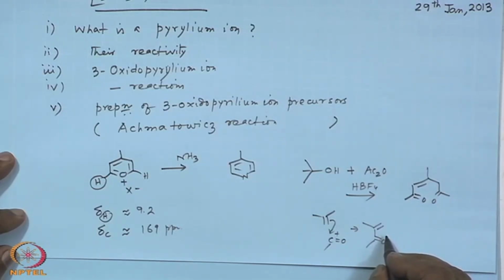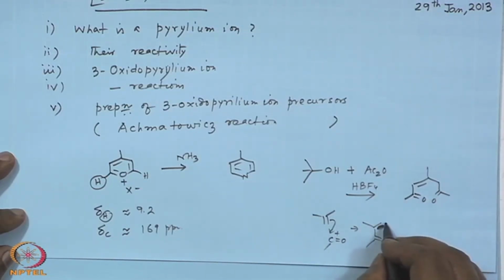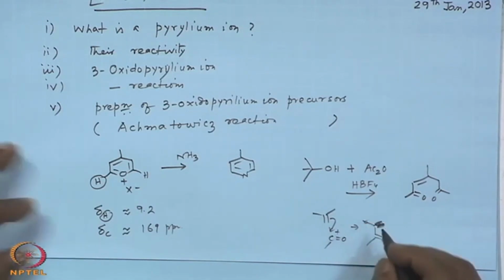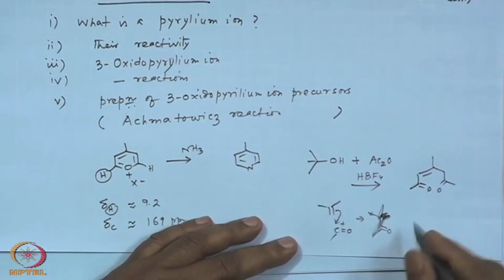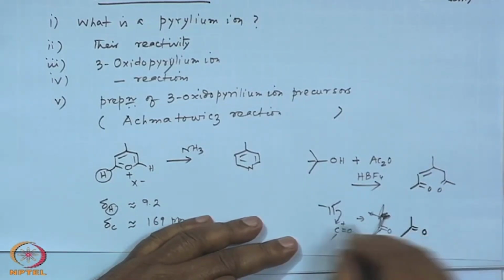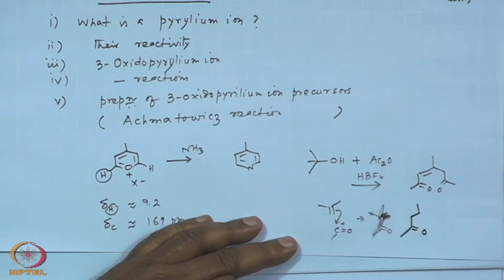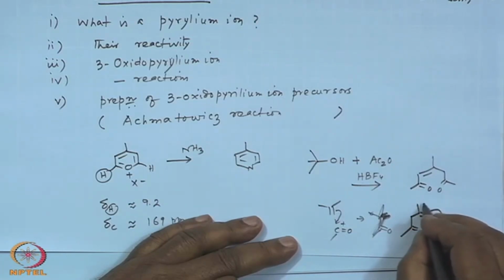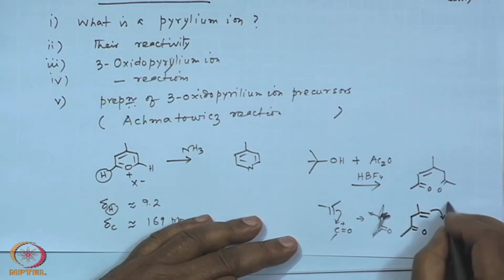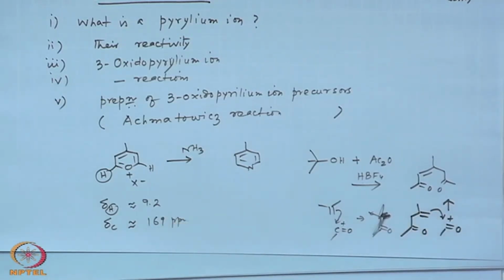So, the acetyl here, this carbon, then goes to the next one. So, what you will get is this one. And then again if you have the acetyl cation here, this would react, then isomerization, and eventually you get to this compound. So, it is a very easy preparation.